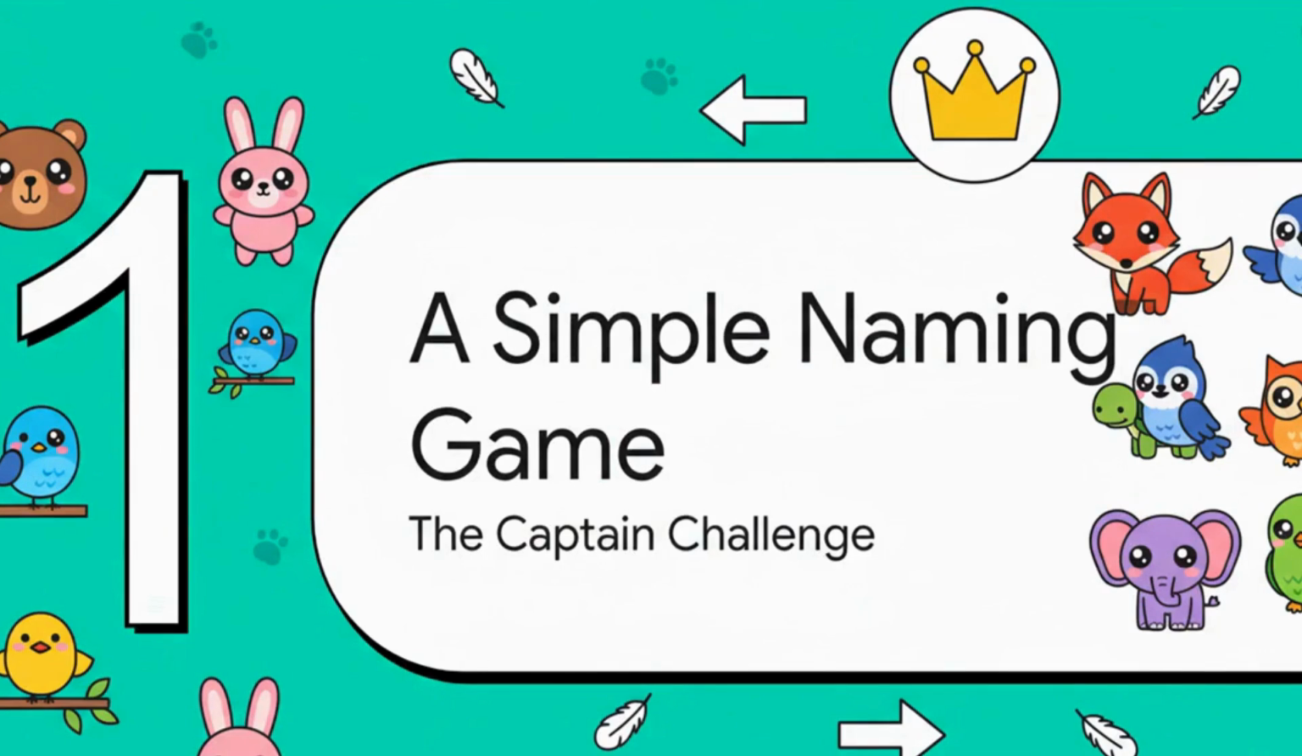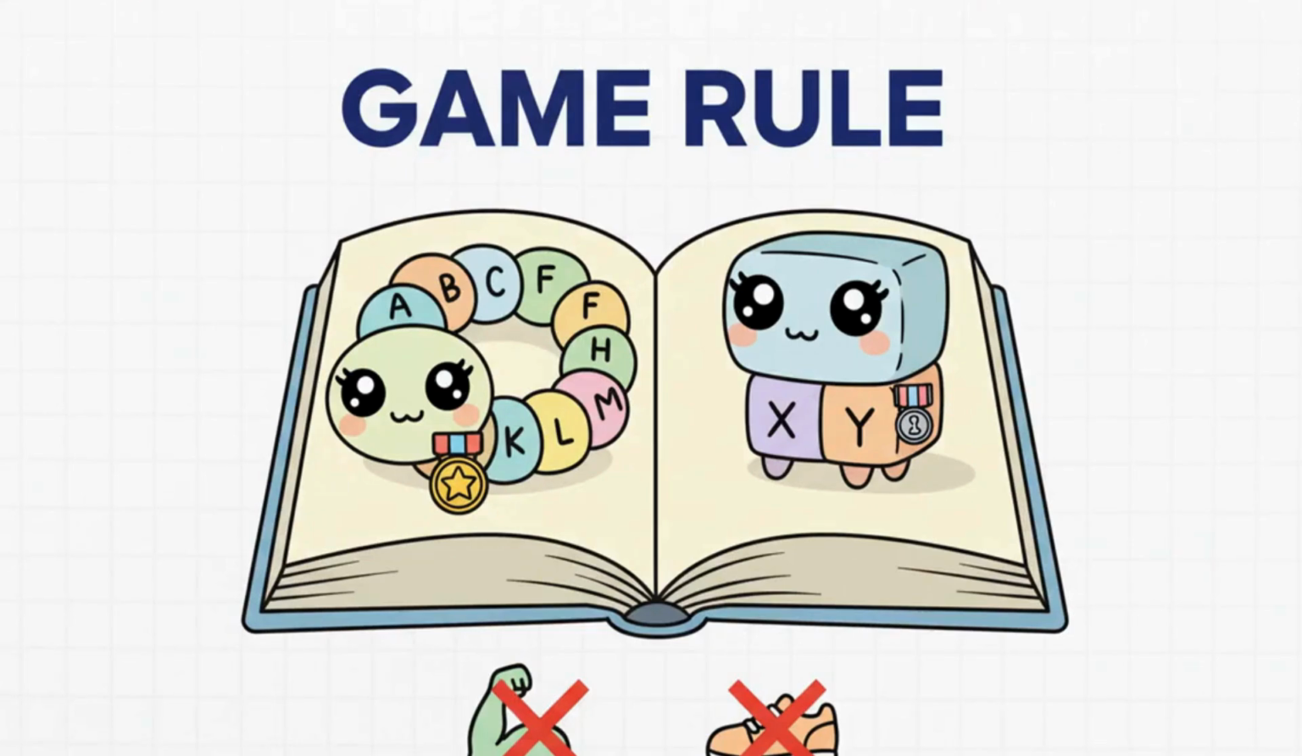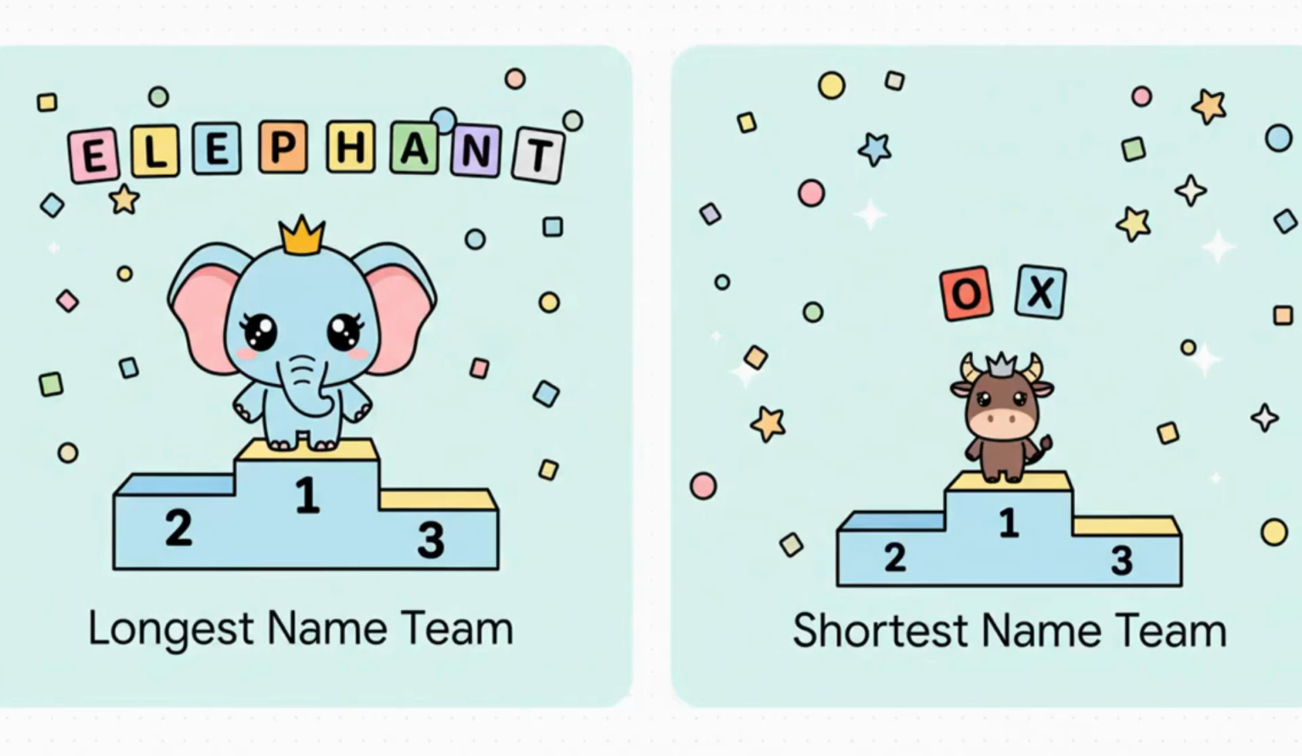All right, so our story kicks off with a classic challenge. You've got a group of animals and birds, and they decide to form two teams. But the first big question is, how do you pick the captains, and make it fair? Well, the rule is just beautifully simple. It has nothing to do with who's strongest or who's fastest. Nope, it all comes down to their names. The captain of one team will have the longest name, and the other, you guessed it, the shortest. And just like that, boom, we've got our winners. The elephant takes the crown for the longest name, and the humble ox wins for the shortest.